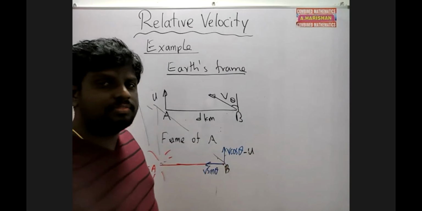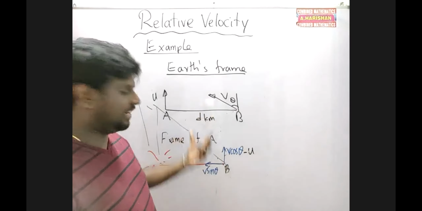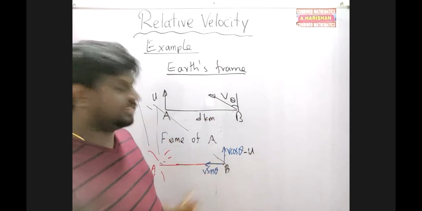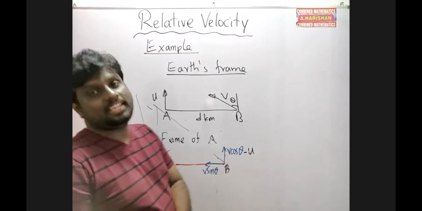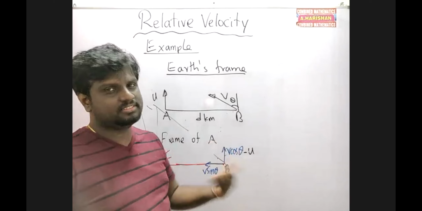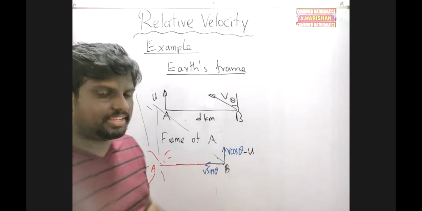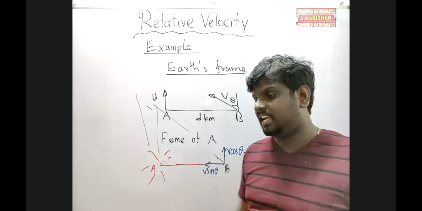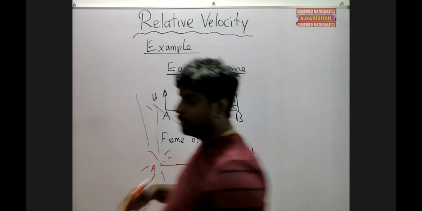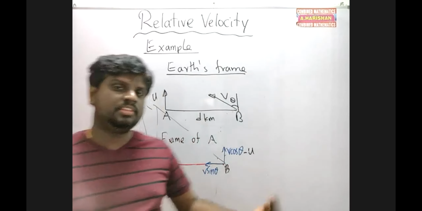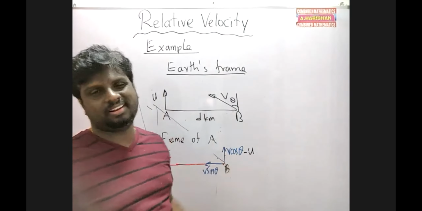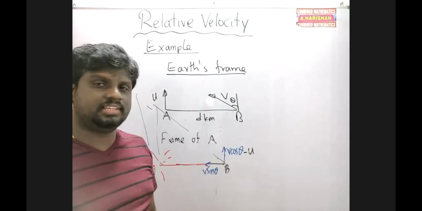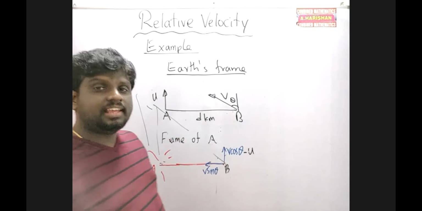How long will it take? D kilometer divided by V sin theta. D kilometer, he has to travel, divided by V sin theta. So is it clear? These small stuffs are there because then only we can go to the relative velocity. Before going to the lesson, I have to make you prepared, right? That's why I'm doing these things. Otherwise, straight away I can start relative velocity. This is this, that is that, and maybe I could draw the circle or something like that. I can start like that.